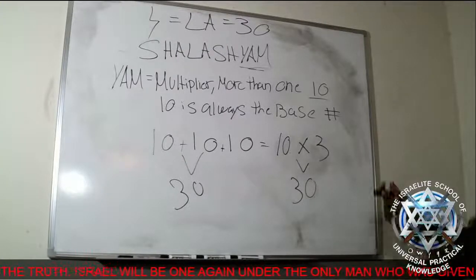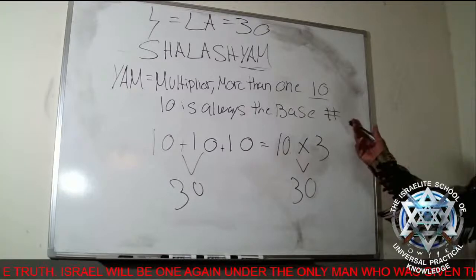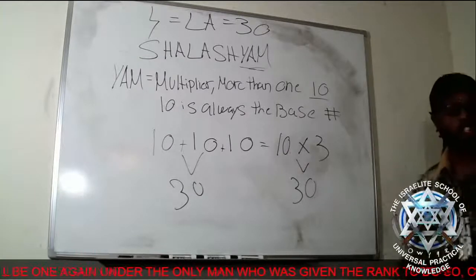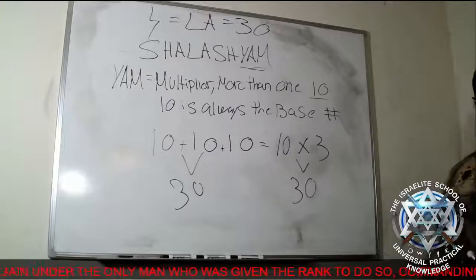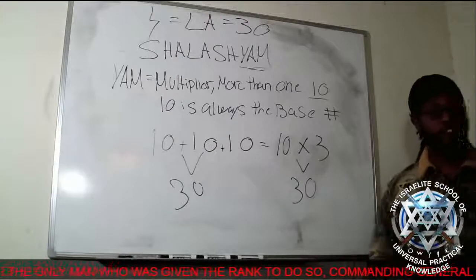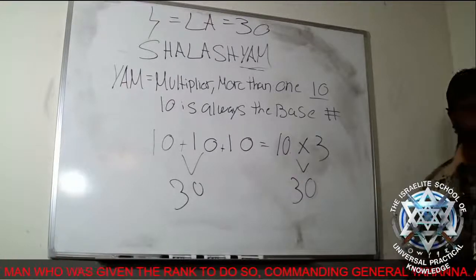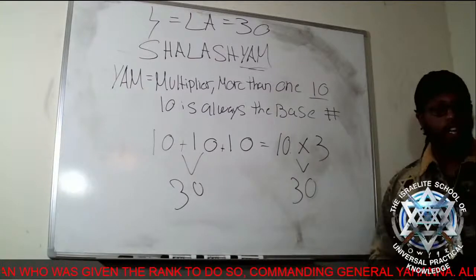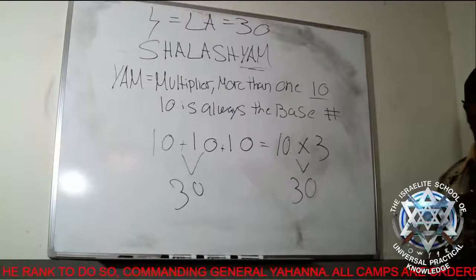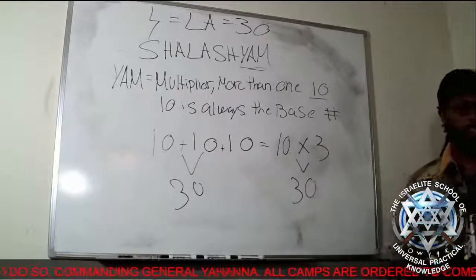Alright, so that's how you get shalashim. This is how we taught our children math. So you're wondering why we were the best engineers, the best physicians, the best scientists. You're wondering why we were able to get America to the moon.